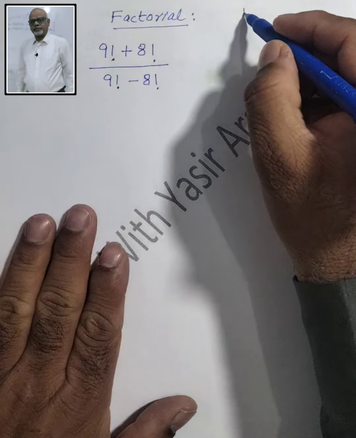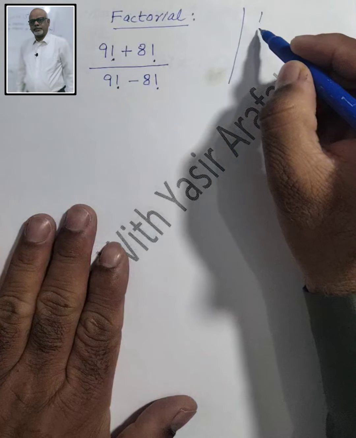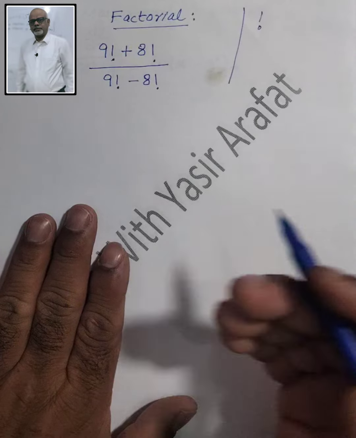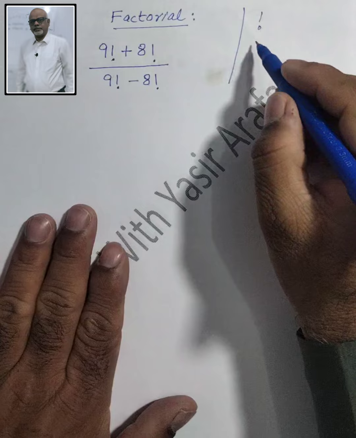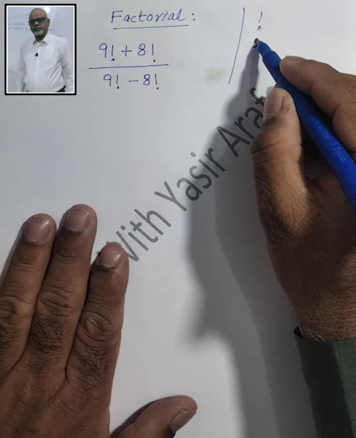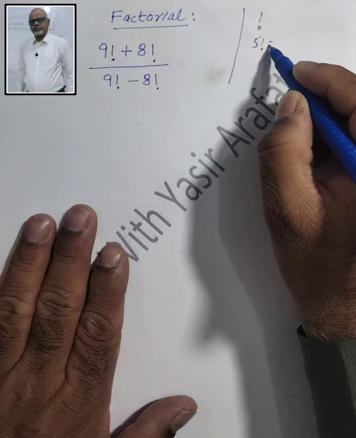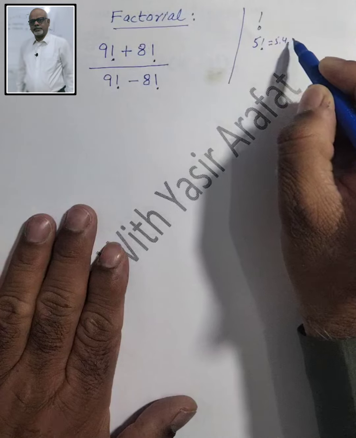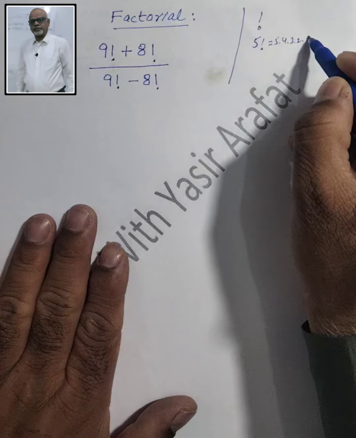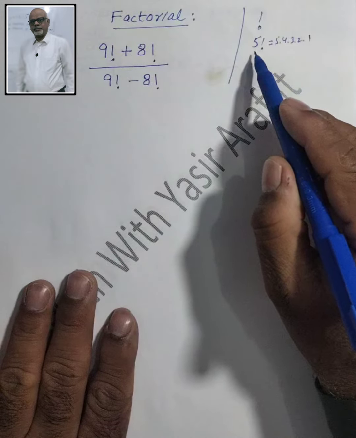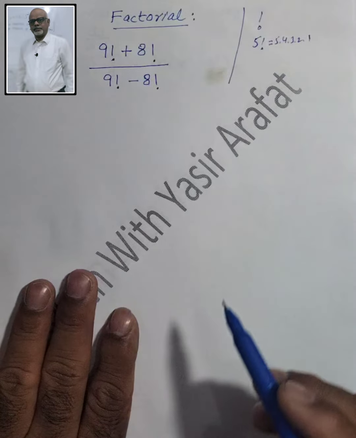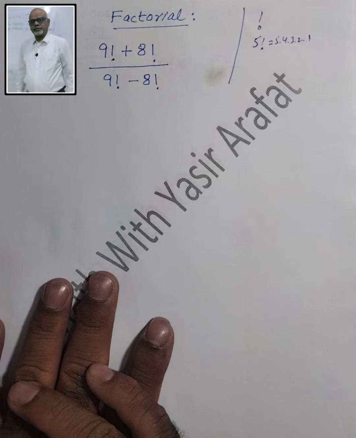What is factorial? This is the notation of the factorial. Factorial means the product of n till 1. For example, here this is 5 factorial. 5 factorial means 5 multiplied by 4 multiplied by 3 multiplied by 2 multiplied by 1. That means from n till 1 their product is called factorial.